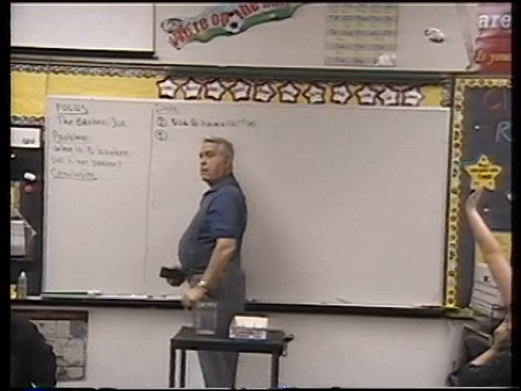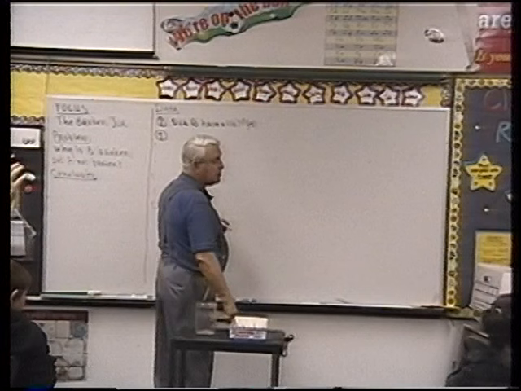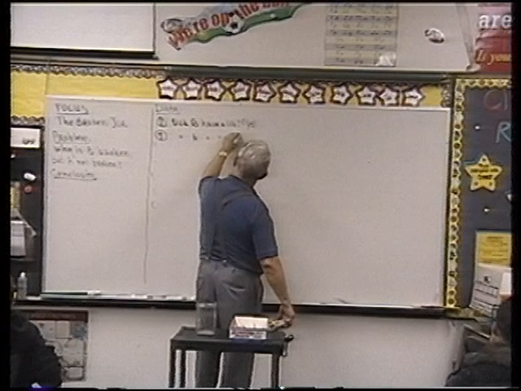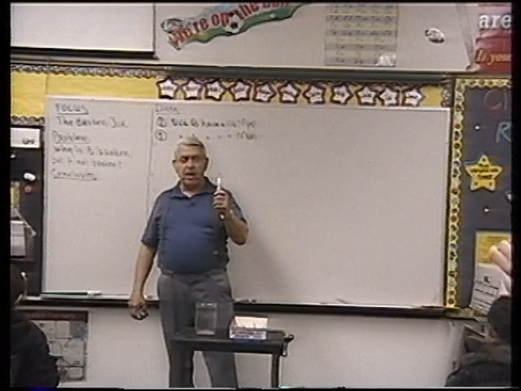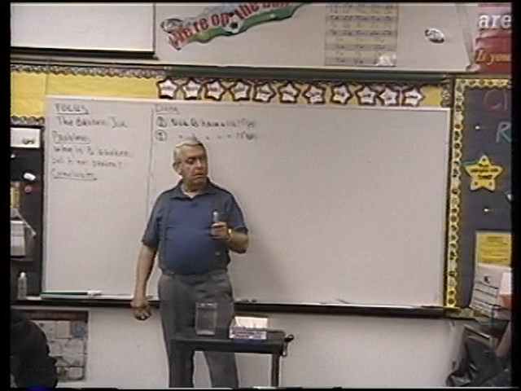Who's somebody I haven't called on yet? Okay, I haven't called on Nathan yet. What's the control question, Nathan? Did A have a lid? No. In one word, who can tell me, raise your hand now, who can tell me what the manipulated variable is in one word? Jake? Ford. What's the manipulated variable, Tanner? Lid. Lid is a manipulated variable.